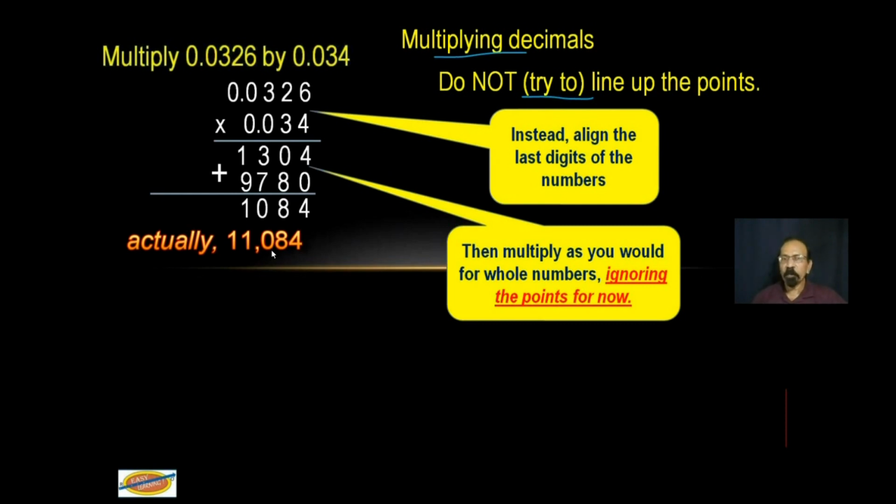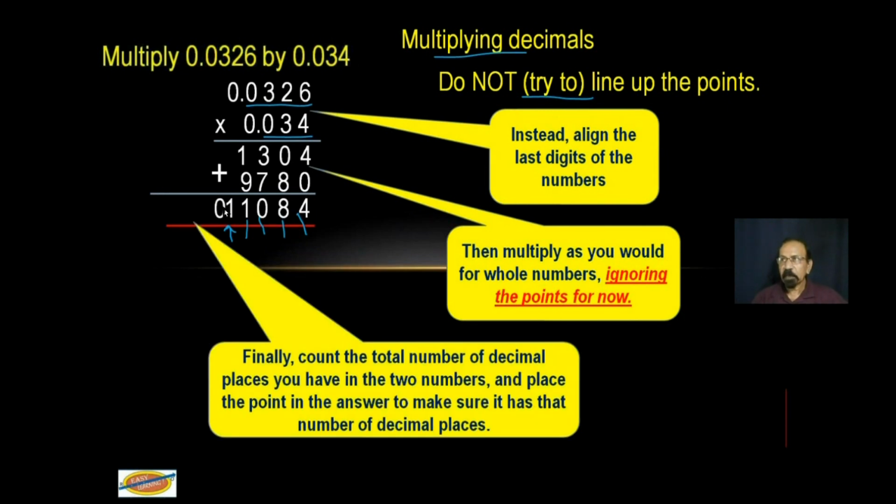And now let's see how many decimal places we need in the answer. You have 4 and 3, 7 decimal places in total on the right-hand side of the point. So our answer must have a total of 7 decimal places. You count 1, 2, 3, 4, then add some zeros until you get 7. So that would be 6, that would be 7.